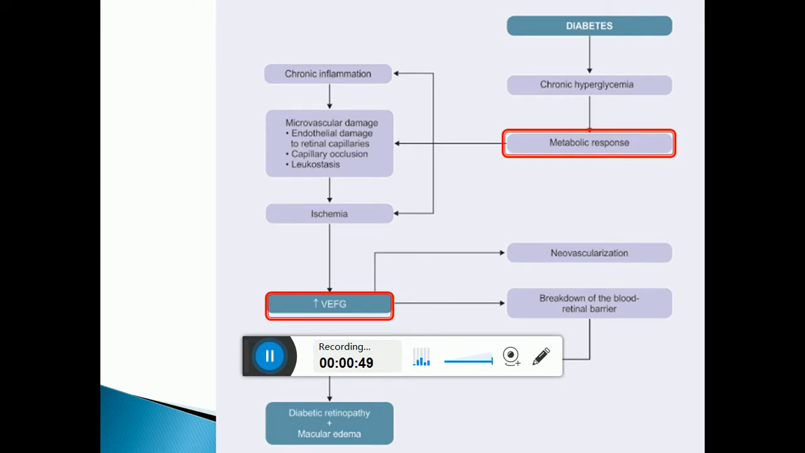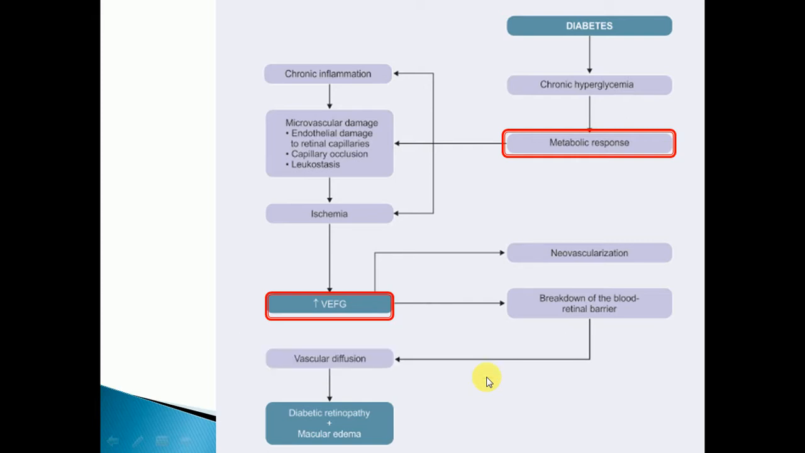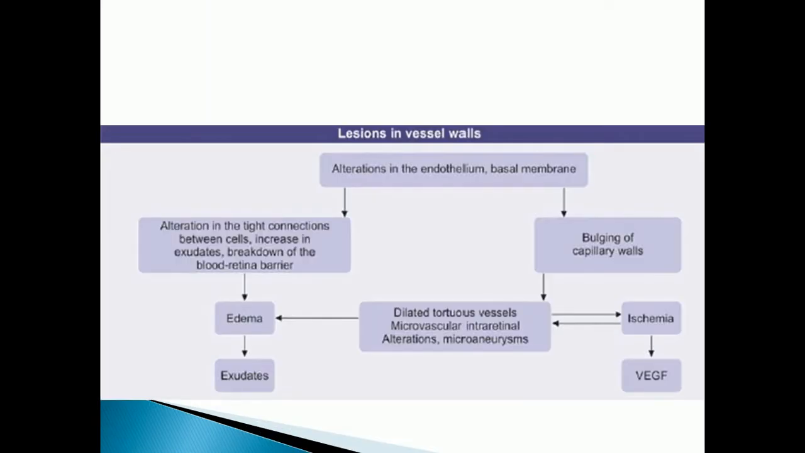Because of all these factors, that is inflammation, vascular damage, and ischemia, there is an increase in production of VEGF, the vascular endothelial growth factors, which lead to neovascularization and the breakdown of the blood-retinal barrier, which further leads to increased vascular diffusion, which is responsible for diabetic retinopathy and macular edema.